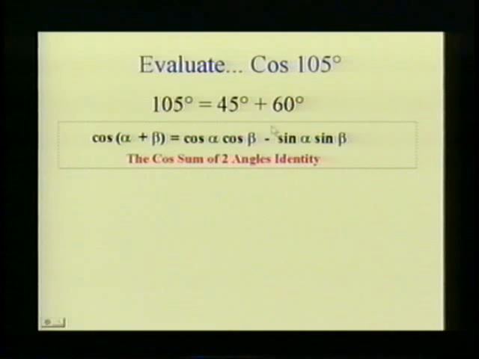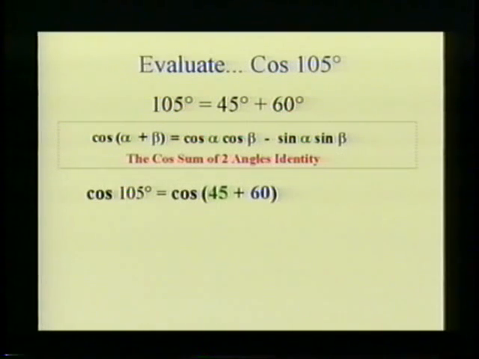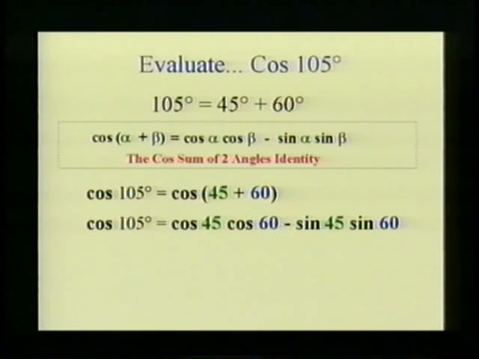So anyway, getting back to our problem, knowing that we can't find 105 directly, but we can find 45 and we can find 60, let's put it into the theorem, okay? The cosine of 105, known downtown as the cosine of 45 plus 60, is going to be, using our theorem, plugging in 45 instead of alpha and 60 instead of beta: the cosine of 45 times the cosine of 60 minus the sine of 45 and the sine of 60.